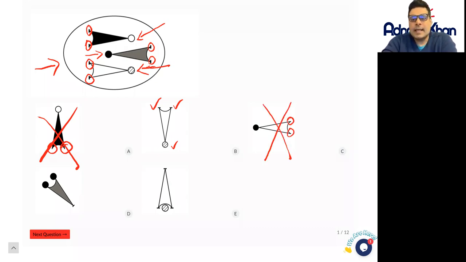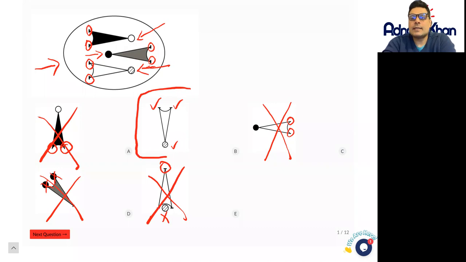Figure D does have feet, but they're circles. They're not exactly feet. So let's cross this one out as well. And looking at figure E, the circle is supposed to be at the top here, not at the bottom. So in this case, let's cross this out. So figure B in this case will be our correct option.